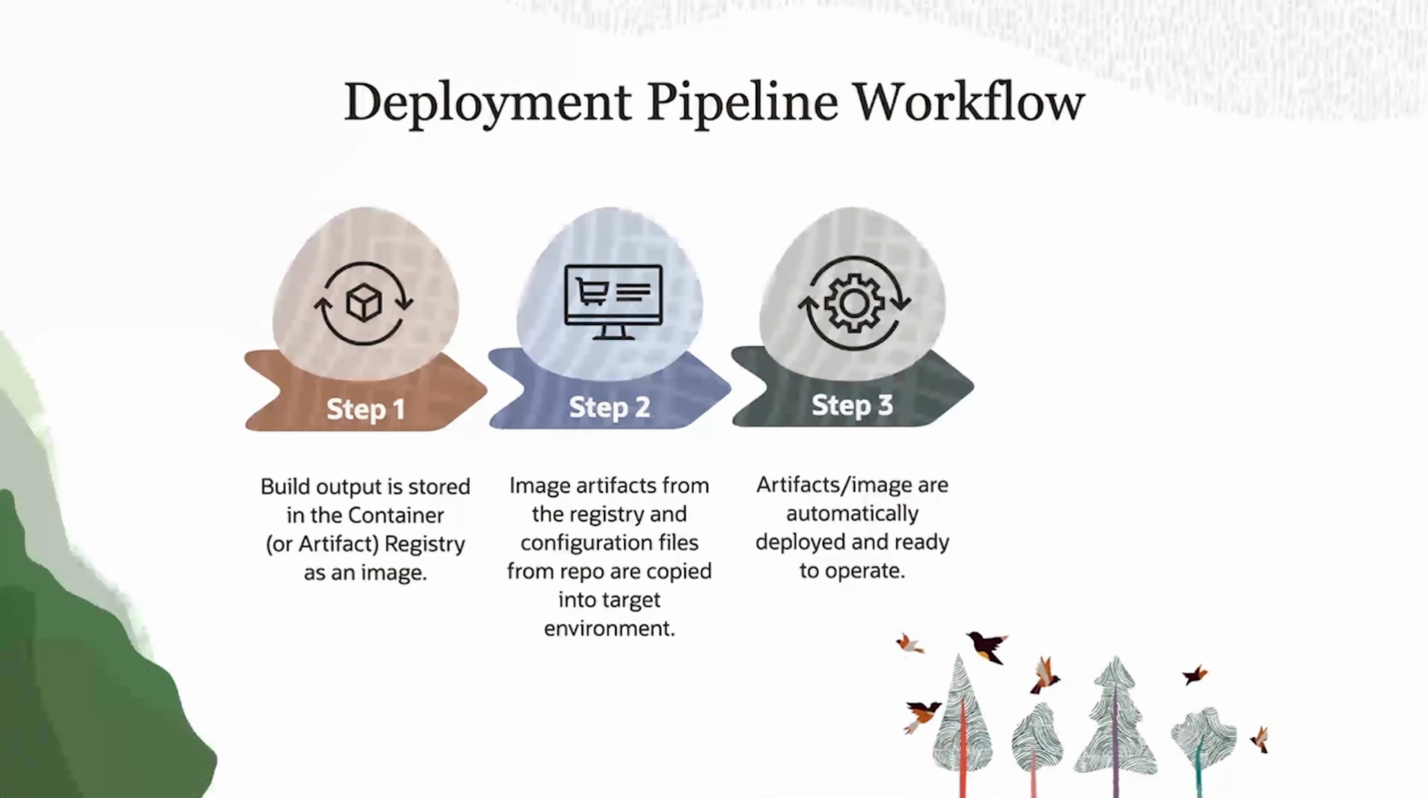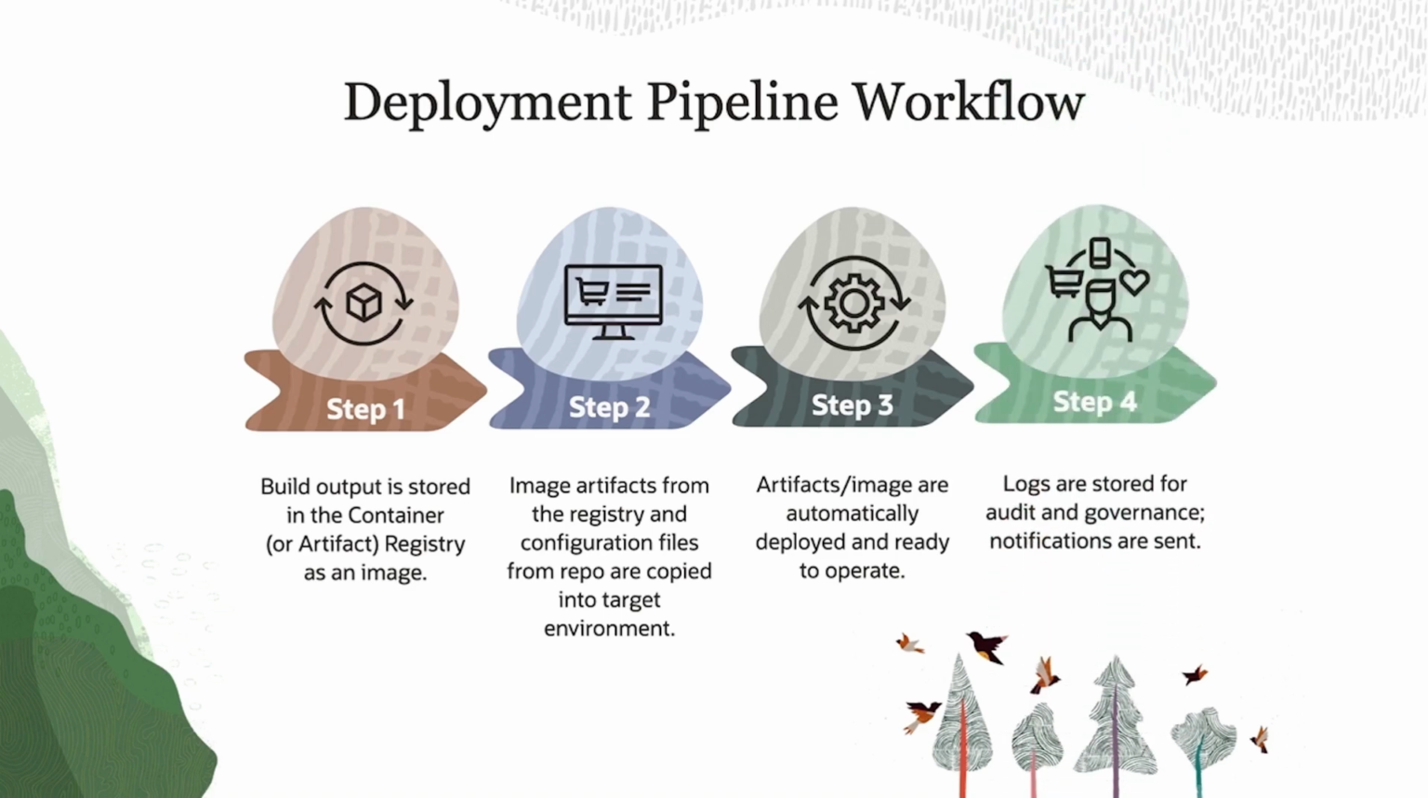From step 3, you can notice once these artifacts and the configuration files are pushed to the target environments, they are easily deployed and are ready to operate. From step 4, what we can see is the logs from the build runs and the deployments are sent to the OCI logging service for audit and governance, and your team can receive notifications from the events of your DevOps pipelines through the notification service. These logs can be further used for observability and management purposes.